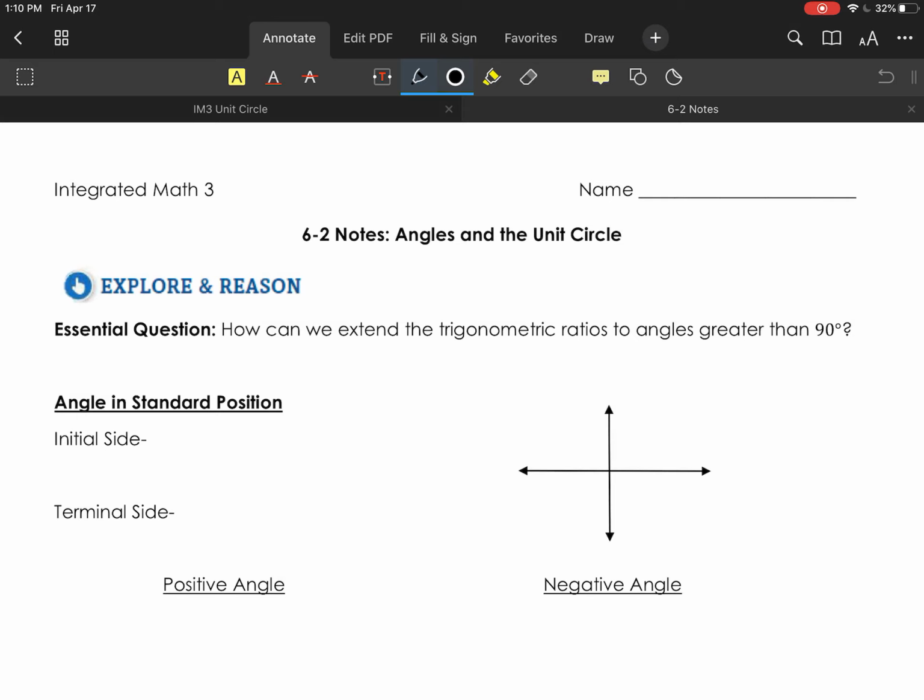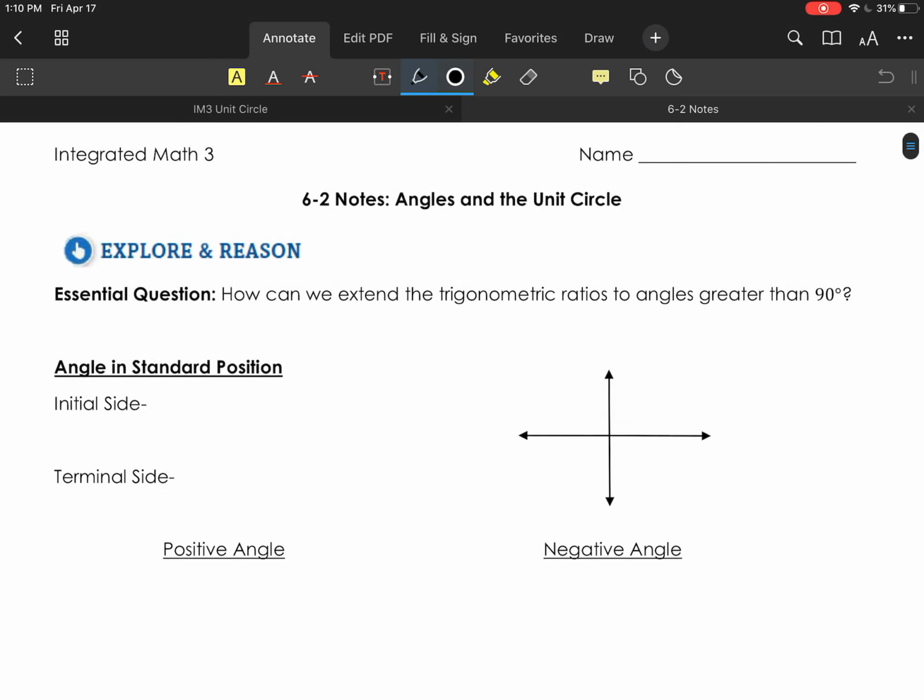So you should have now a unit circle. You either printed off the one that I had put together or you copied it down from Google Classroom. That's going to be very, very useful for you in this section because now we're talking about plotting angles onto a coordinate plane. Okay, so when we talk about that, we say angle in standard position.